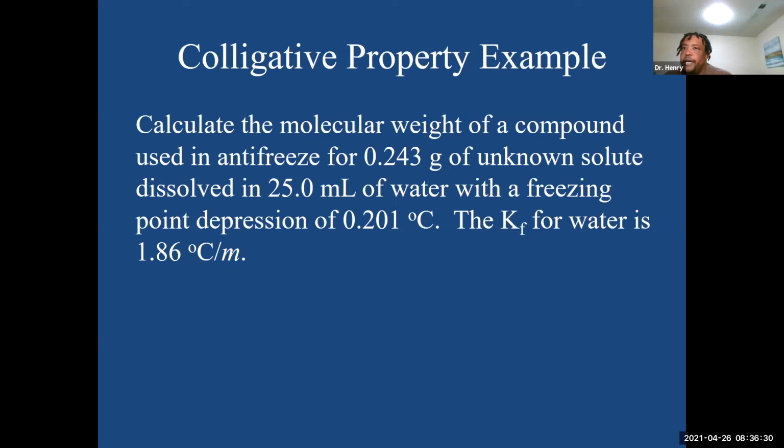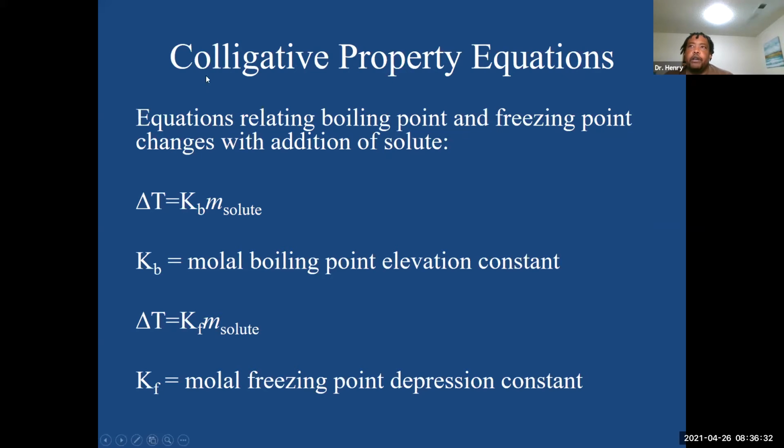Actually, let me take one step back. This delta T is going to represent the change in temperature. So you have your normal freezing point, and then you have your freezing point that's associated with that change. So your delta is going to be the difference of the two. Does that make sense?